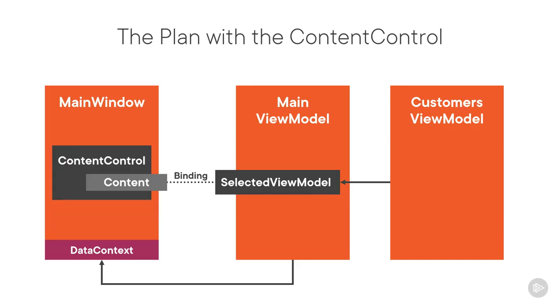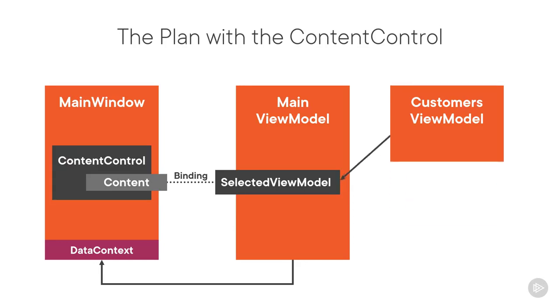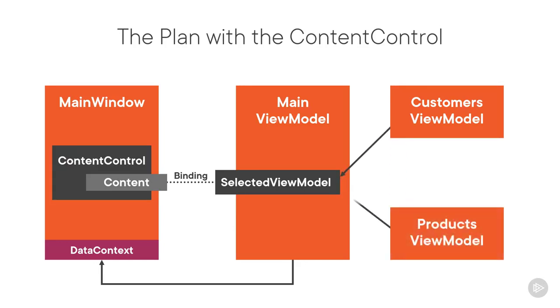so-called implicit data template. And when you have done that, the application is ready to show another detail view in the main window. Beside the Customers View model, you will create the Products View model. One of these two detail view models gets assigned to the selected view model property of the main view model.